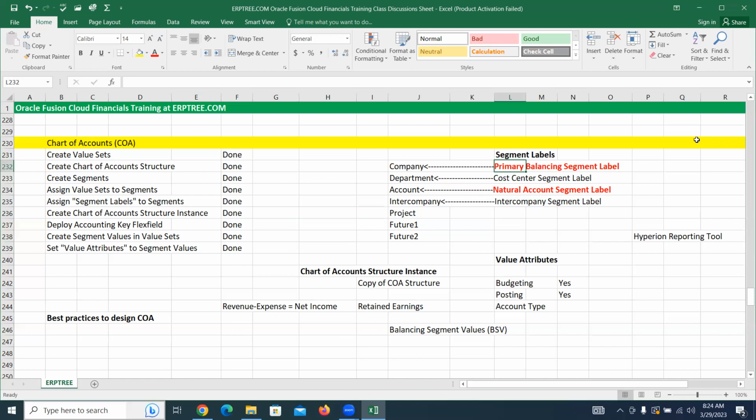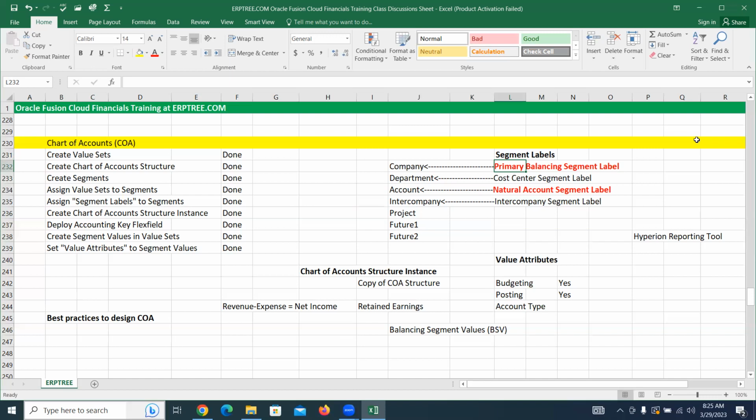The best is 1. So what level do you want to produce your reports? What is the key element in terms of reporting that you take as a primary balancing segment label? Oracle has given 3 balancing segment labels, but don't use all of those labels. You can go up to 3 as per functionality. So as a best practice, we always recommend to have only 1 primary balancing segment label.